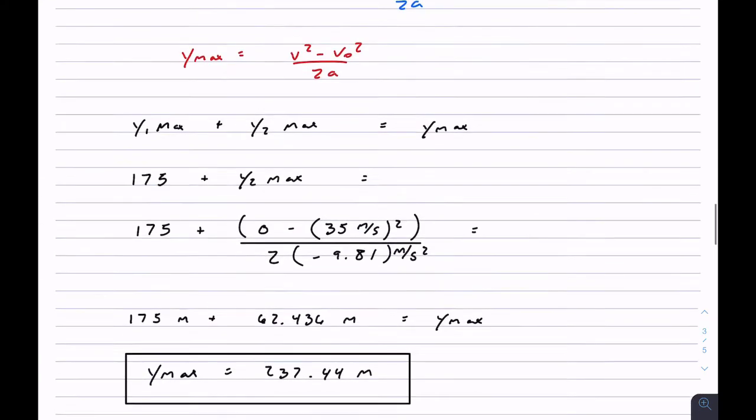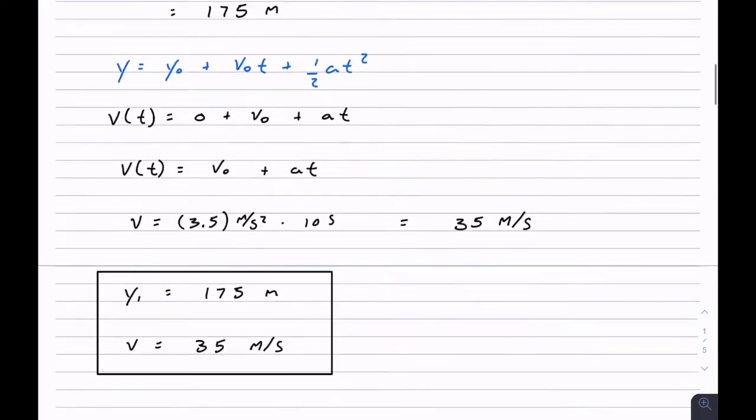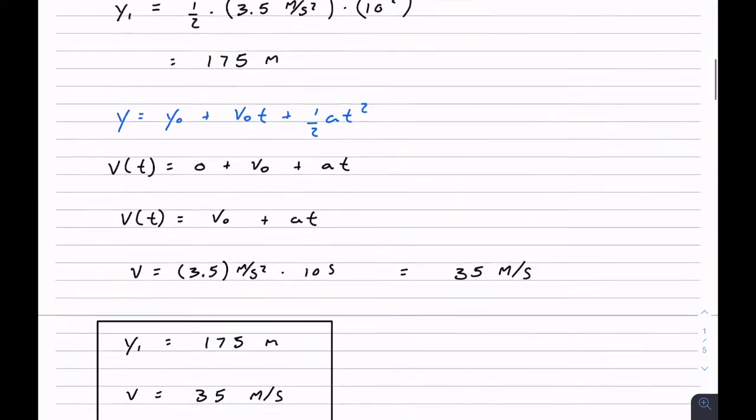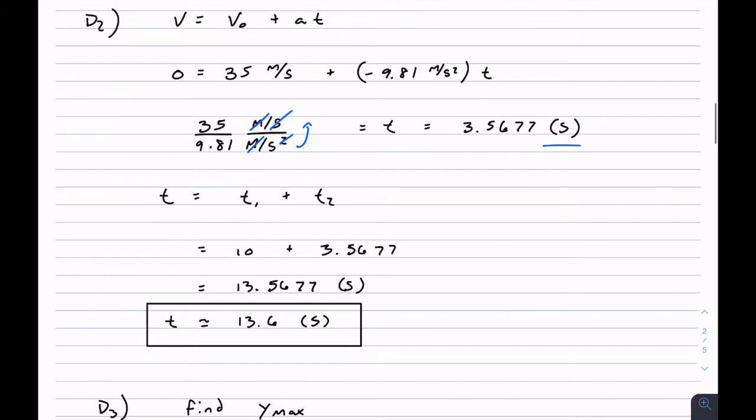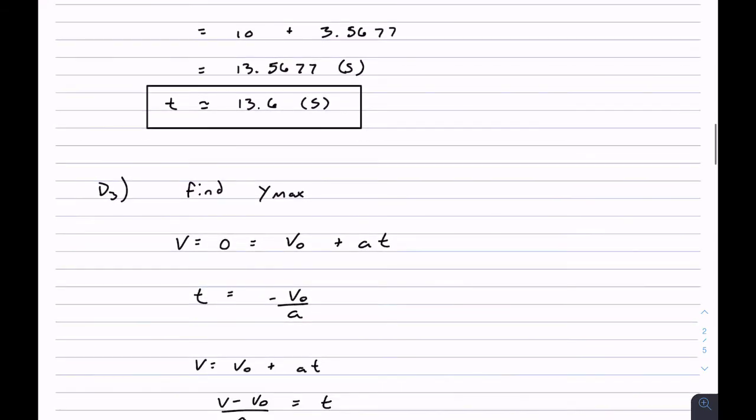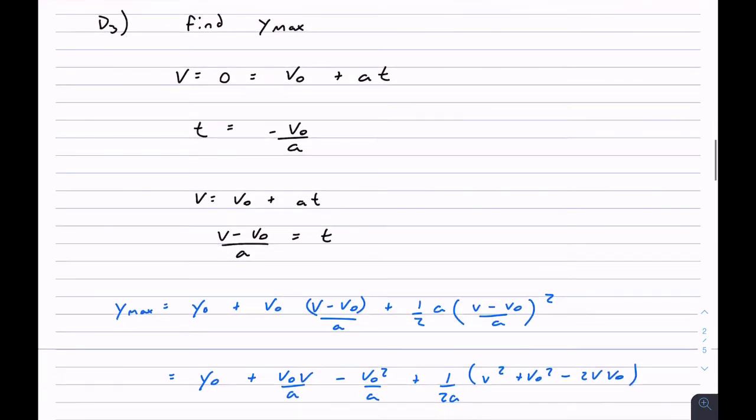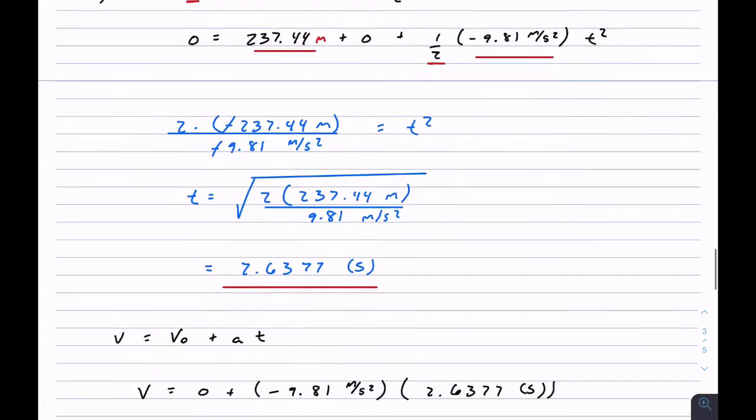Good. I think I have covered everything in the rocket problem. Just checking my work real quick. So remember, the best strategy to approaching these problems is to identify that there is more than one trip, right? Because we were told that we had an acceleration for 10 seconds. That's trip one. Once that 10 seconds is up, our acceleration changes. And we also had that velocity was 0 at the top of the path when we found y max. That's really important to remember.